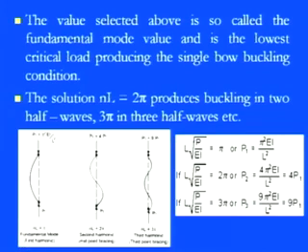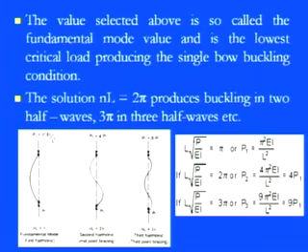So in the second case, we can simply see that when this nL equals 2π, and if you keep n, which is square root of P over EI, and keep L, we have L times square root of P over EI equals 2π. So we have P2, which is 4 times P1, or we can say 4π²EI over L².